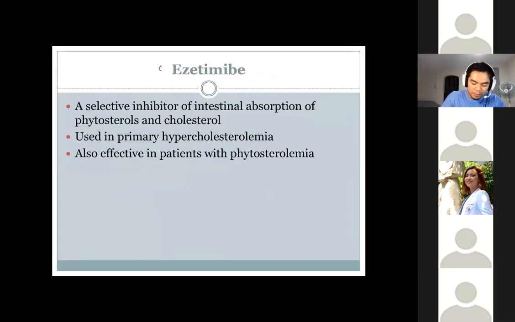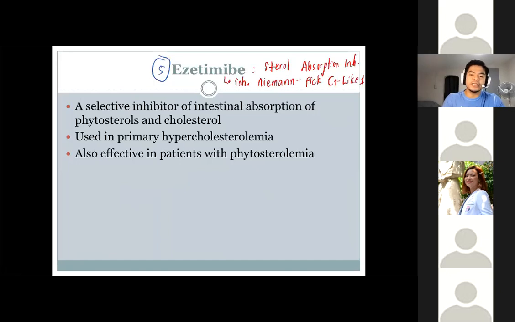Okay? And finally, last drug na tayo. Ito na yung number 5. The last drug is called ezetimibe. Ezetimibe is a sterol absorption inhibitor. Ang ezetimibe is a sterol absorption inhibitor because it inhibits the transporter called Niemann-Pick C1 like 1. I repeat, ezetimibe is a sterol absorption inhibitor and it inhibits Niemann-Pick C1 like 1.